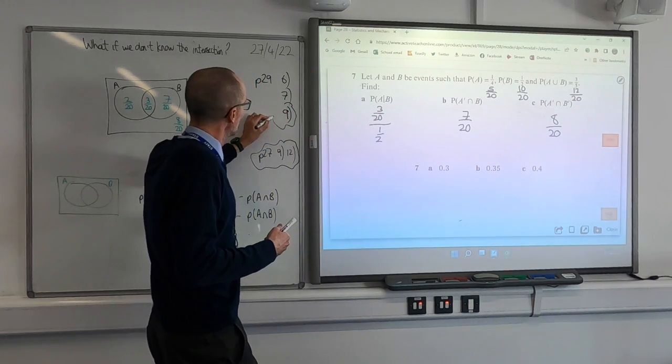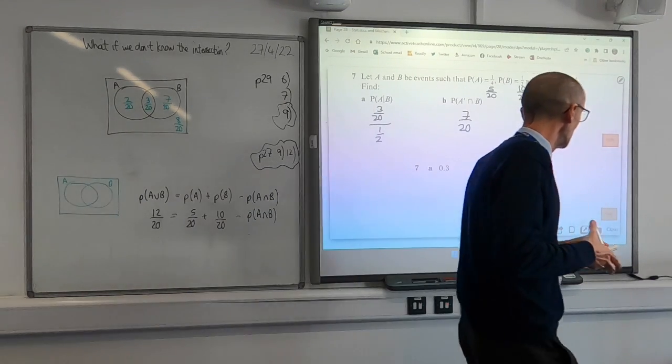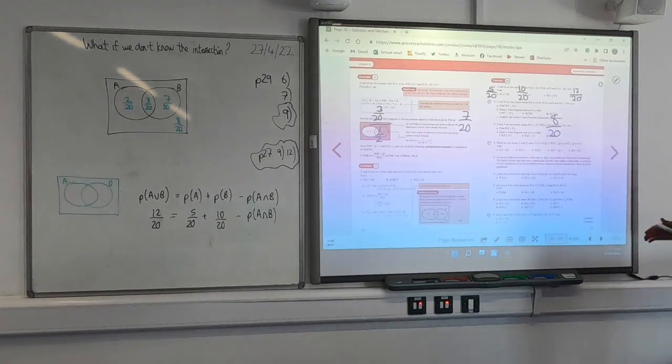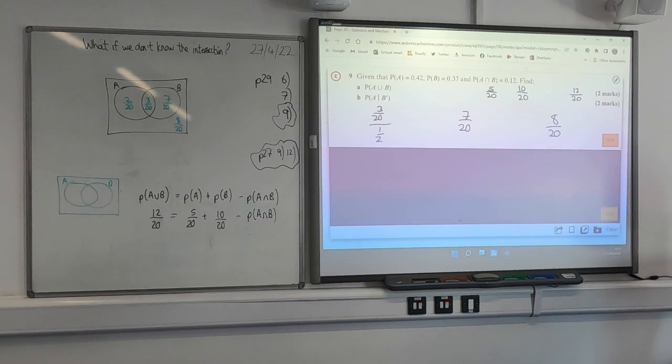I would strongly encourage you, if you hadn't had a go at question 9, to do that one. However, question 9, they give you the intersection. So I reckon with question 9, you don't need to worry about either of those rules, but it's still a really good one to try. And then we'll start next lesson with another one before moving on to tree diagrams, which we will finish next lesson.